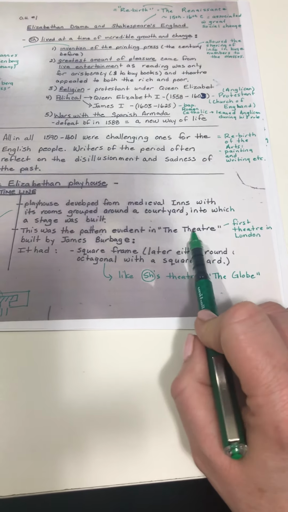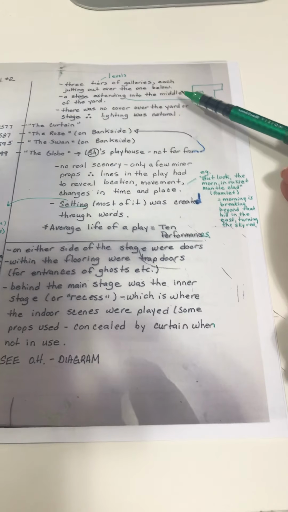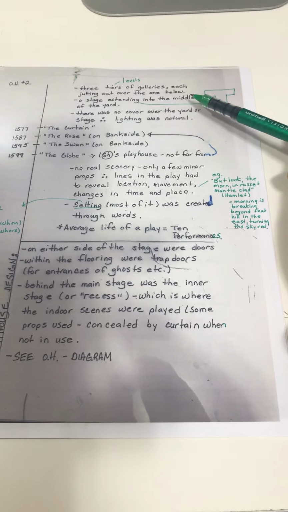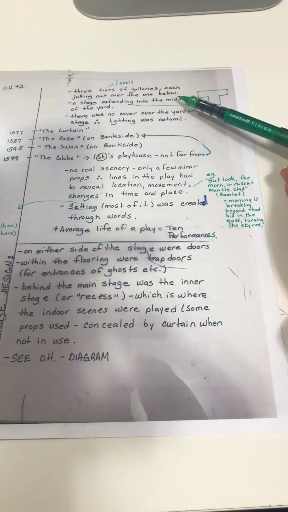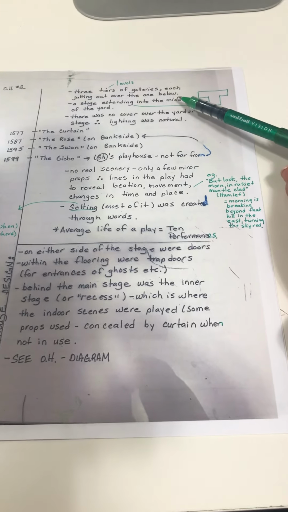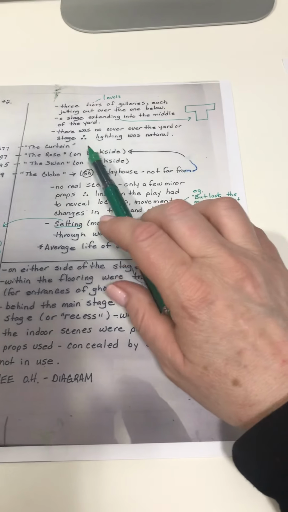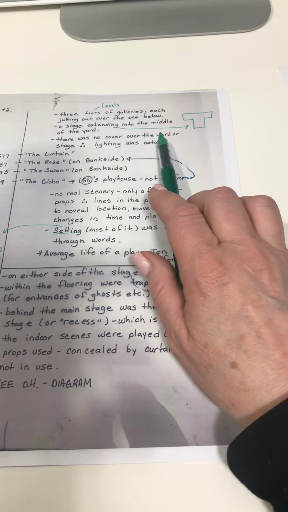So let's take a look here. All right, so there were 3 tiers of galleries or levels, each jutting out over the one below. If you've ever gone to a live performance at our auditorium, you know what this situation is like, where one level kind of juts out a little bit further over the other one. The stage extended into the middle of the yard.